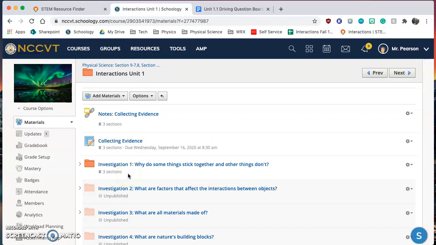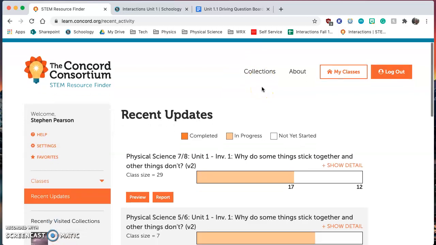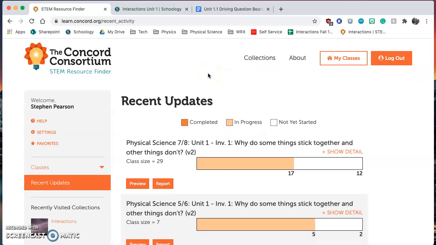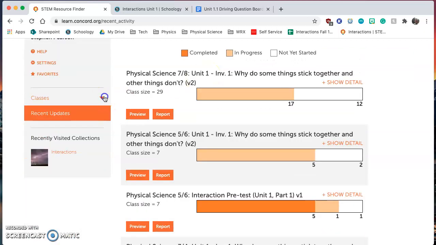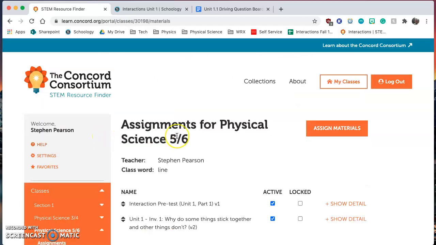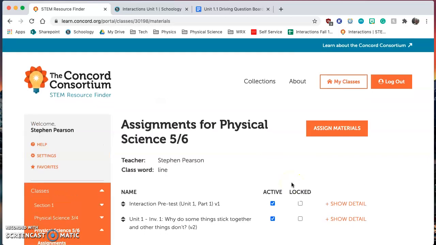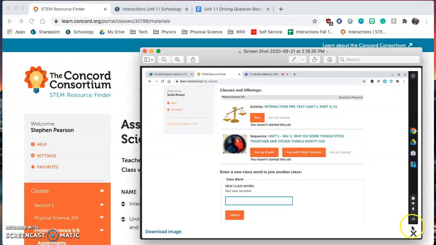Okay, so remember, we want to start with having our main three tabs open. We have our interactions, STEM Resource Finder, some of you guys are calling it, Concord Consortium website, whatever you want to call it. We want to have that open. Remember that we're logging in with our Google credentials, okay? And yours is going to look a little bit different than mine, okay? I think when you get into your home page, you should see something like this, right?